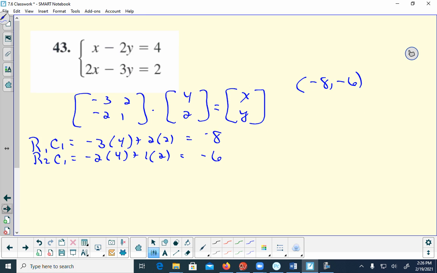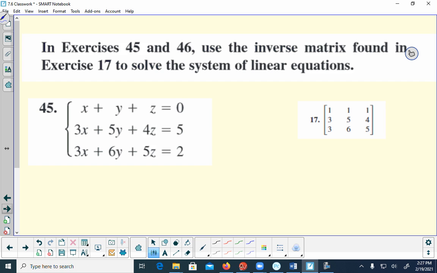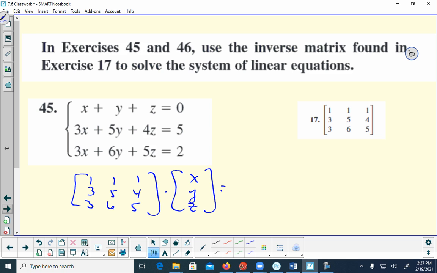Now, when it comes to ones like this, which is a 3 by 3, 17 you didn't have to do. We're not going to find the inverse by hand. Oh, dear heavens, no, we're not going to do that. So my coefficient matrix is this. And then I multiplied it by my x and my y and my z, and that's how I got my answers of 0, 5, and 2.